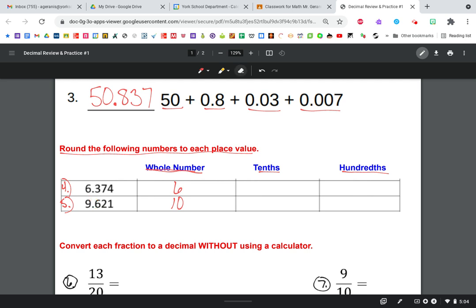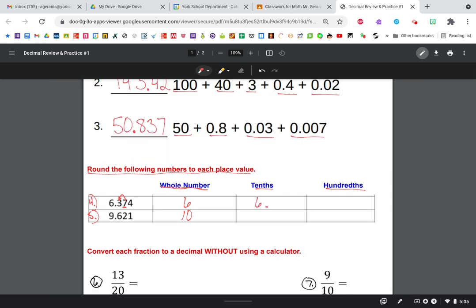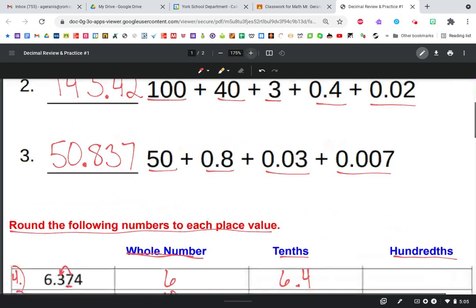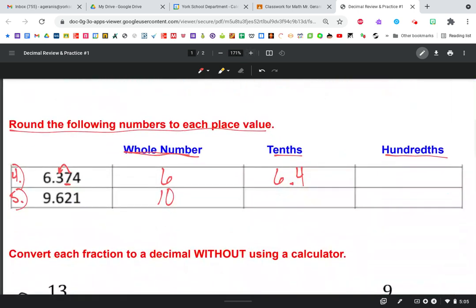All right, now we're asked to round both numbers to the nearest tenths place. So we'll use the hundredths place. That's the 7 in the first number, 6 and 374 thousandths, as the clue to help us round the 3 in the tenths place. And that 7 tells us to round up. So up from 3 is 4. 6 and 4 tenths is this number rounded to the nearest tenths place.